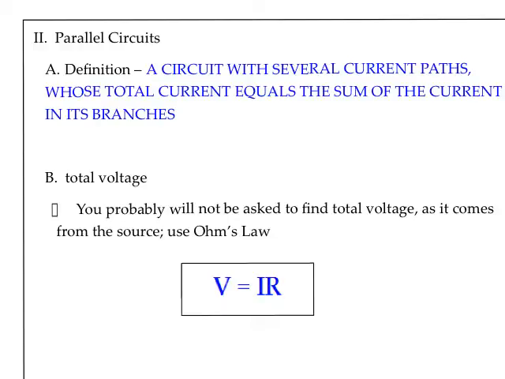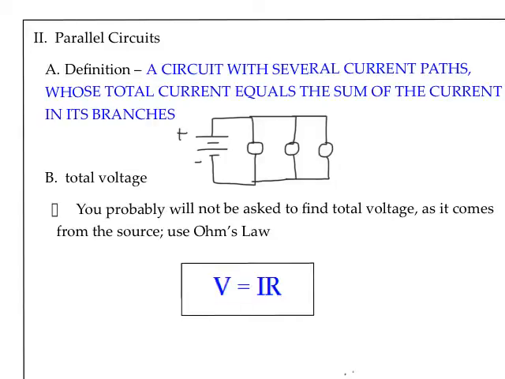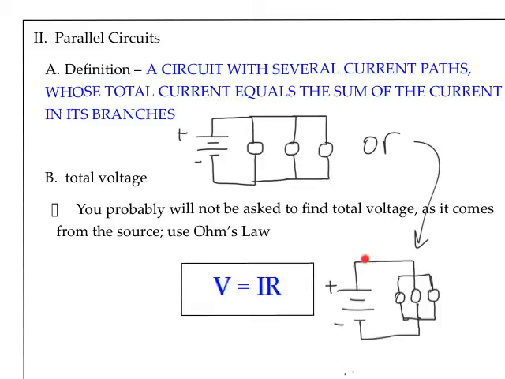This section is on parallel circuits. A parallel circuit is one with several current paths whose total current equals the sum of the current in each of the branches. So for example, if I were to draw a schematic diagram, I could draw one that looks like this, where each of the branches look physically parallel to each other, or I could draw it in another way and show the current coming out and then splitting into the branches.